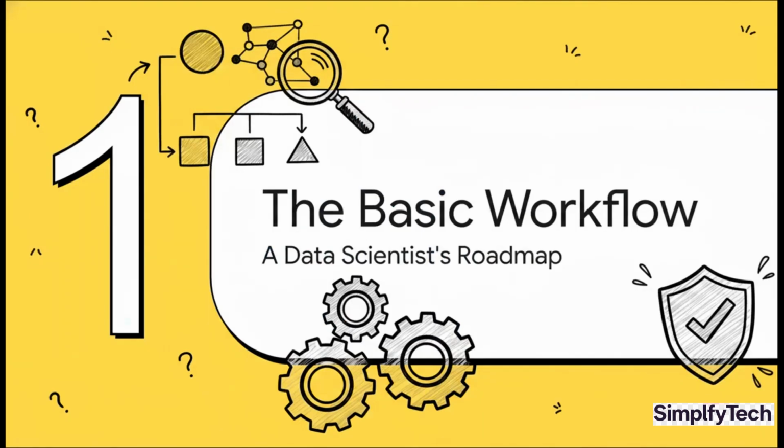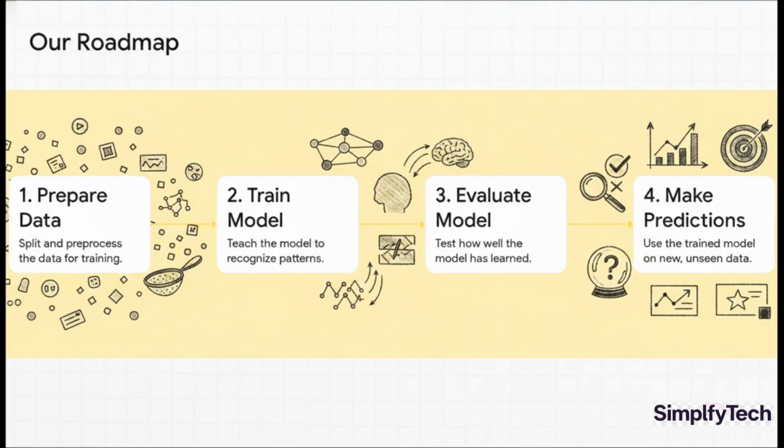Okay, before we even think about writing a single line of code, we need a game plan. A professional workflow isn't just about getting an answer, it's about getting an answer you can actually trust your business with. And our roadmap is a straightforward 4-step process. First up, we've got to prepare our data. Then, we use that data to train a model so it can learn the patterns. After that, we have to evaluate it, see how well it actually learned. And finally, we use our shiny new model to make predictions about the future.